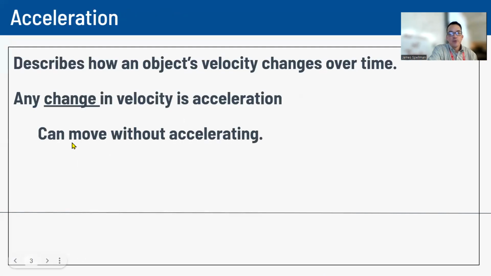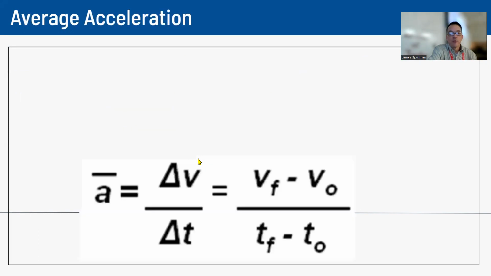All right, so let me go back to that. It says we can move without accelerating. That will just be constant motion. So if you're going 60 miles an hour in a straight line, that is not acceleration. So it's possible to move and not accelerate, and we went over that previously, just as constant motion.